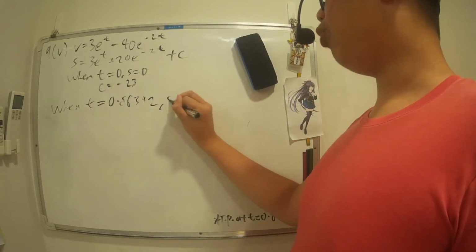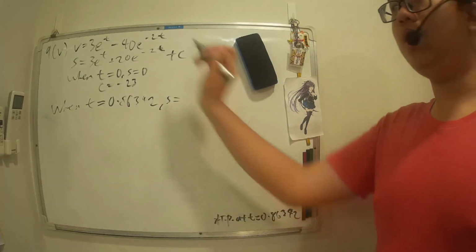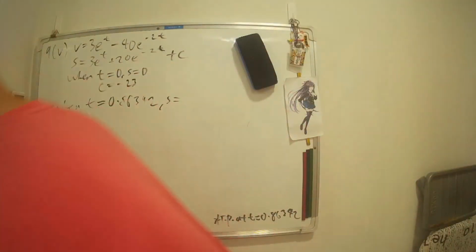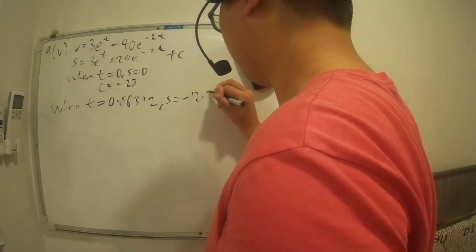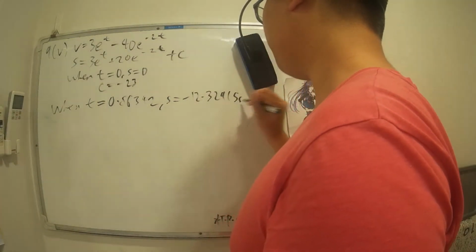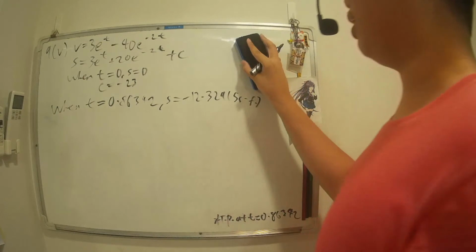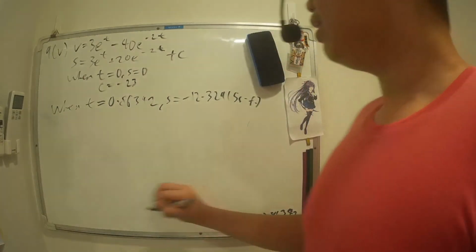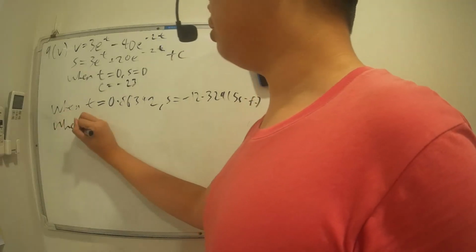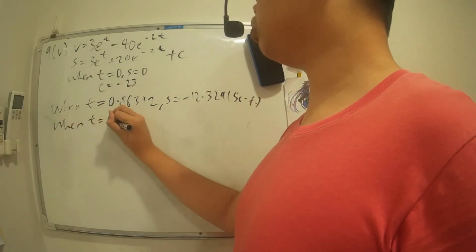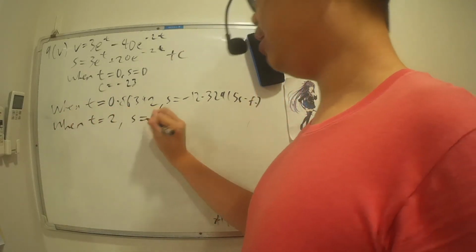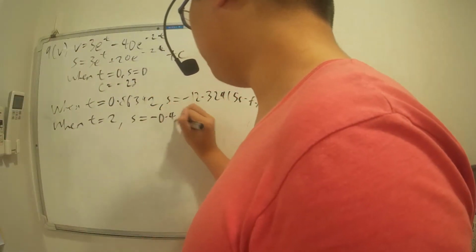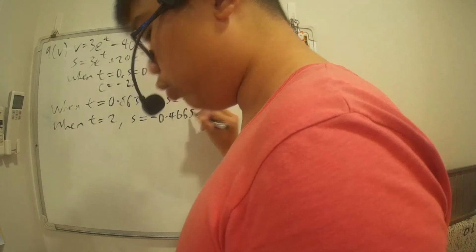What is s equal to? You will need to sub it into this over here, but I'm not going to write that out. To 5 SF, this is minus 12.329. I'm obviously not going to work it out and evaluate it right here because that will take too long, right? Then same thing. When t equals 2, we will find s as well. In this case, s will be minus 0.46652.